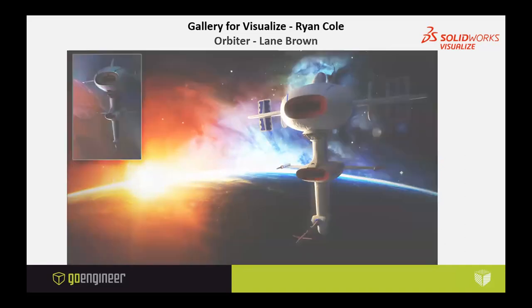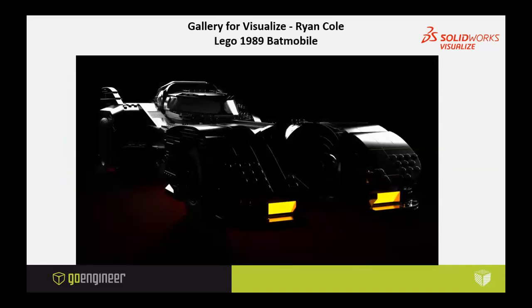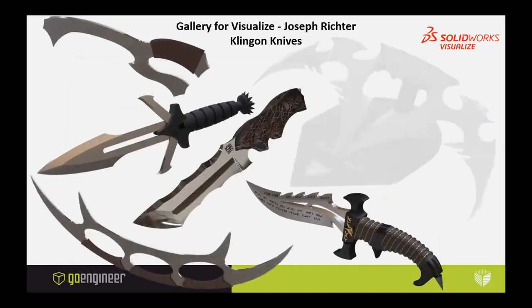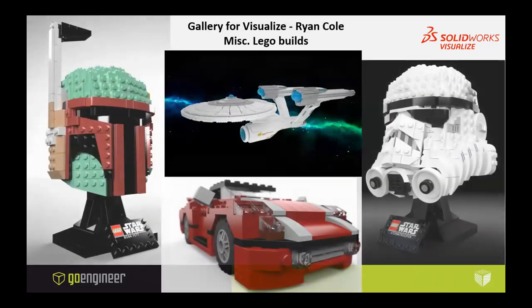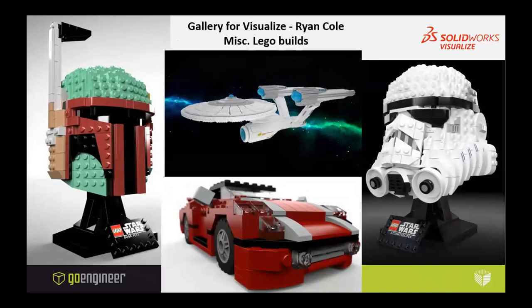And yeah, I'm cycling back to where I was here, guys, but there's a lot of cool stuff to look at. Yeah, there's the Batman, right? Okay, cool. And then this one was those Klingon knives. And then I think this is where I addressed that question, some more Legos by Ryan Cole, miscellaneous Lego builds. And yeah, he did the Starship just for me. That was pretty awesome.